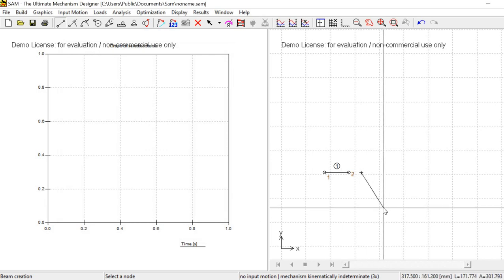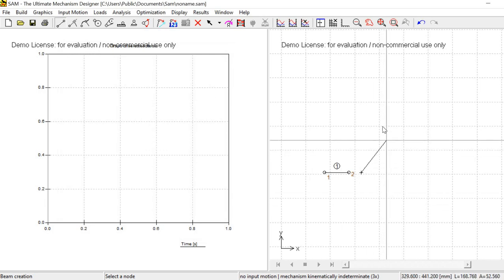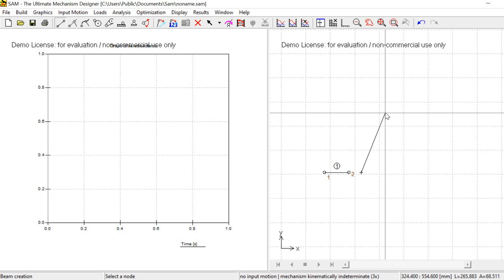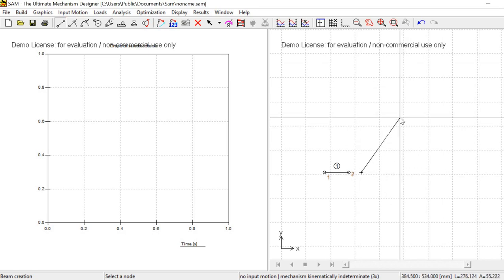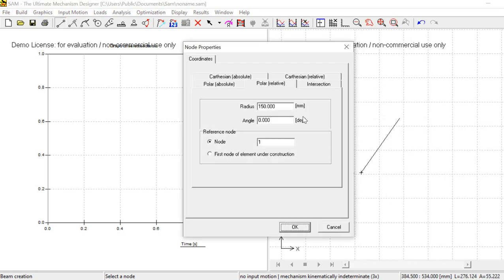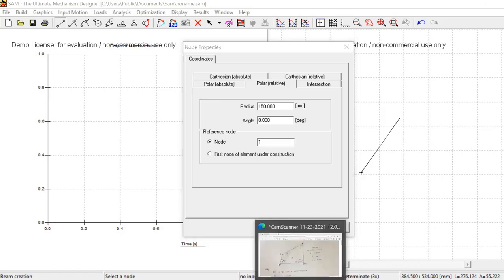So here the point has already appeared. From that I'm going to draw another line, this is the point of B. So I'm going to sketch a point for C. Just move it away from the point. After that, press the space bar. If you click that, you will get this box again.